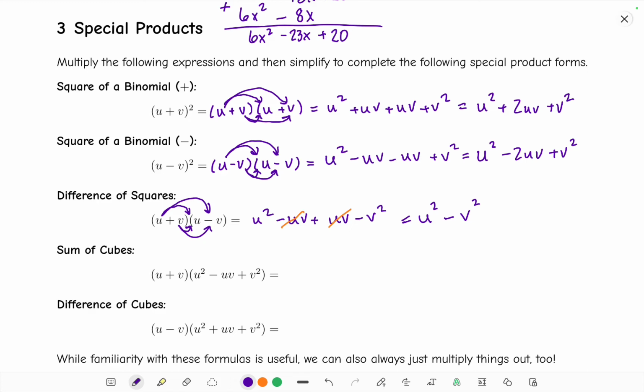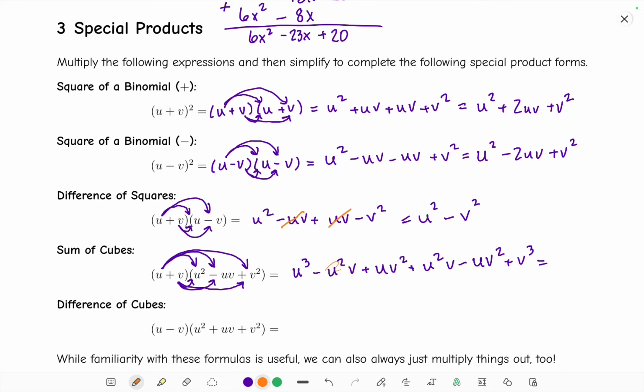Sum of cubes, u plus v times u squared minus uv plus v squared. So u times u squared is u cubed. U times negative uv is negative u squared v. And u times v squared is positive uv squared. And then v times u squared is positive u squared v. V times negative uv is negative uv squared. And then v times v squared is v cubed.